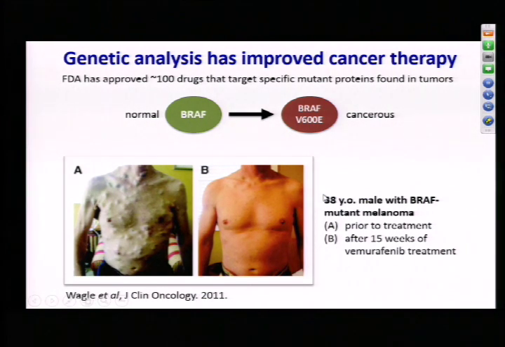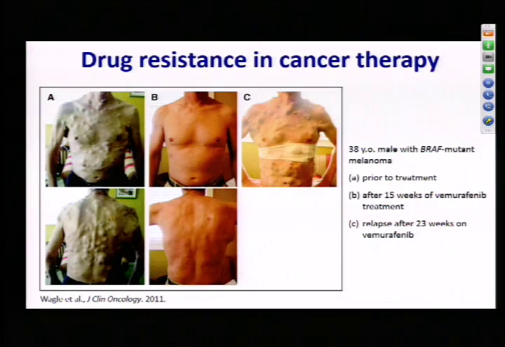The unfortunate news is that the effects of this drug are limited. So 15 weeks of drug, patient looks great. 23 weeks later, though, the patient has relapsed on drug. And this individual did not survive. The story of what's going on here is very similar to the genetics of antibiotic resistance in bacteria. It's a very similar story here.